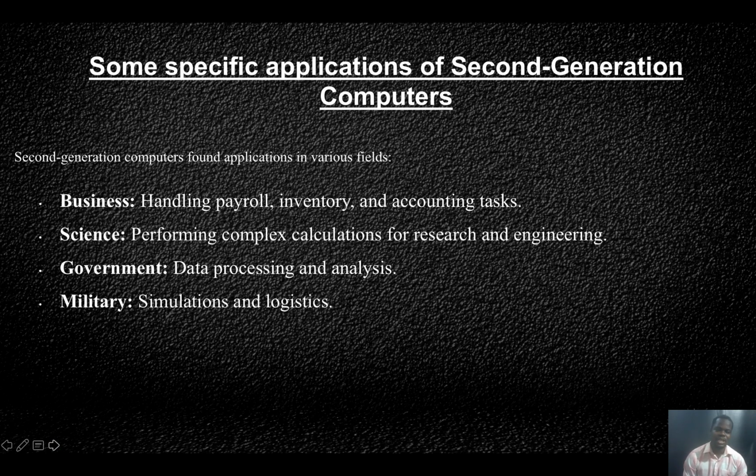So yes, what are some of the specific applications of these second generation computers? So in the business world, they were using it. In the scientific world too, they were there. The government institutions, they were there. The military also used those things. And in the business, they were handling the payroll, then the inventory, and then the accounting task. What about the science? They perform complex calculations for research and engineering. And in the government institutions, they were used for data processing and analysis. And then the military, simulations and then logistics. It helps them a lot in those days.